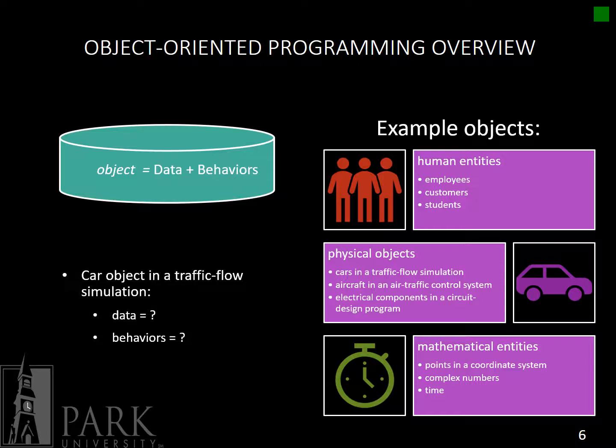So think about the car in the traffic flow simulation. What data might it have? What about its behaviors? Well, since it's a simulation, it would probably have data that describes its characteristics and state, such as current speed and direction of travel, maybe the number of passengers, or is it accelerating or not? What behaviors does it have? Well, what can a car do, right? It can accelerate, brake, turn, or maybe even crash. So these are all examples of ways to think about objects, and then we can start looking at how we structure our program in a way that it mimics the real-life application.